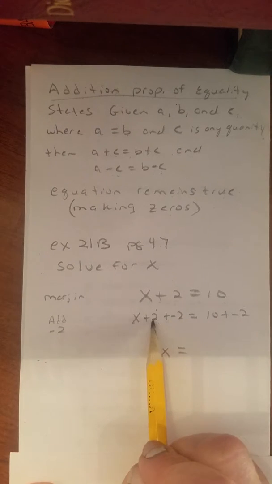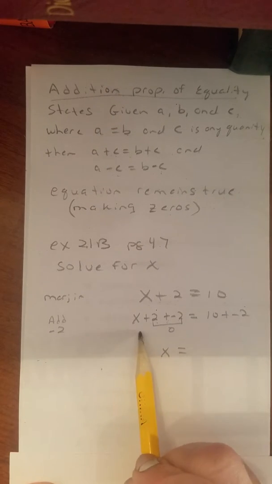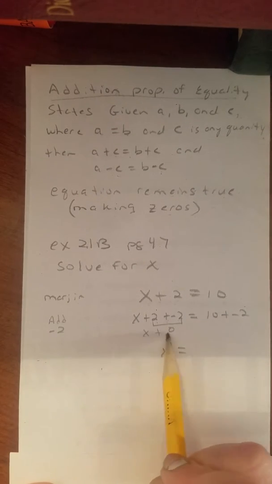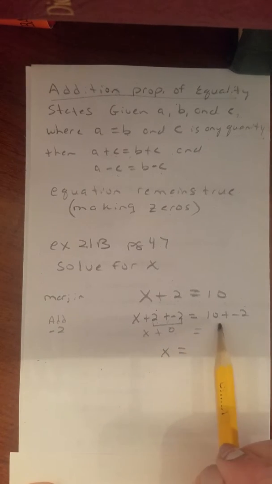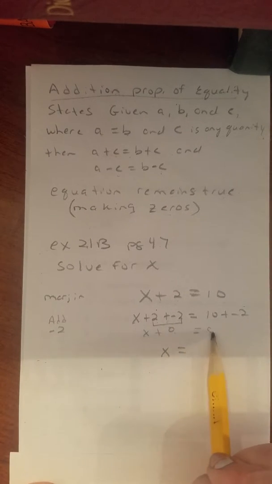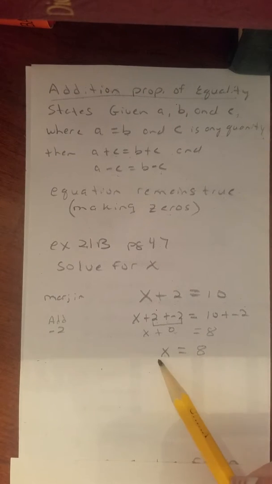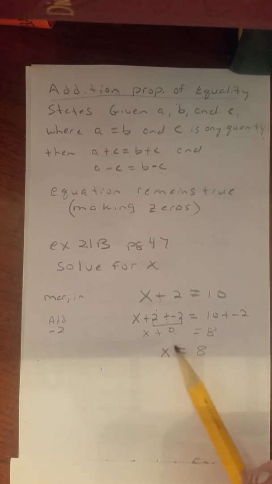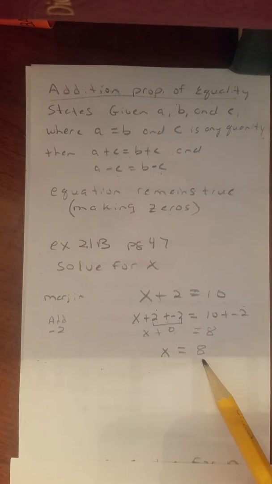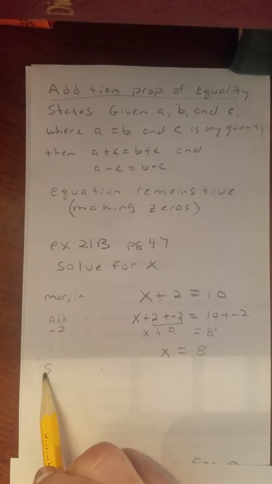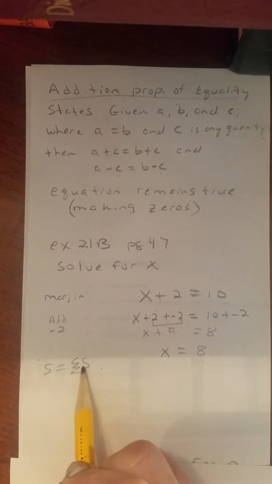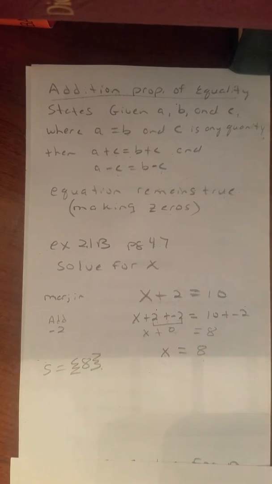2 plus a negative 2 gives me 0, right? And x plus 0 is x, and 10 plus a negative 2 gives me 8, so I get x equals 8. I've now isolated that variable. They aren't doing anything more to this variable, and I now know what the value is. It is 8. So I'm assuming that my solution set for this is 8.